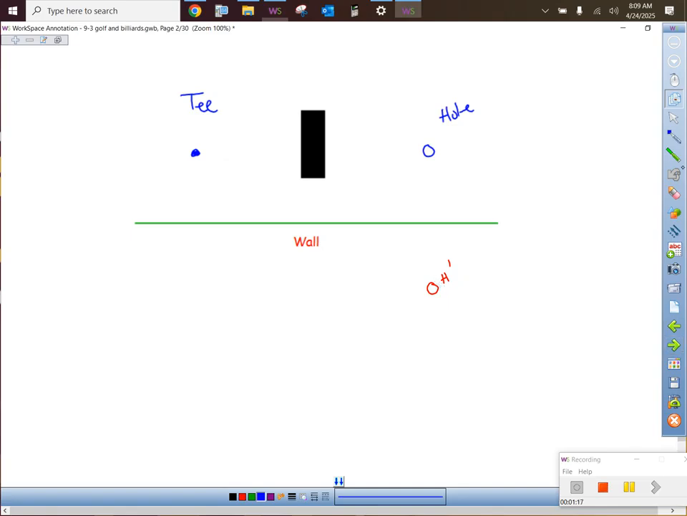Problem: if I hit it, will it actually go to that spot or not? Yes or no? Will it actually go to that spot? No, because the wall's in the way. Are you with me on that? So what's going to happen is, if I did that, it's going to hit the wall at an angle of incidence, which is the first vocab word on your paper today.